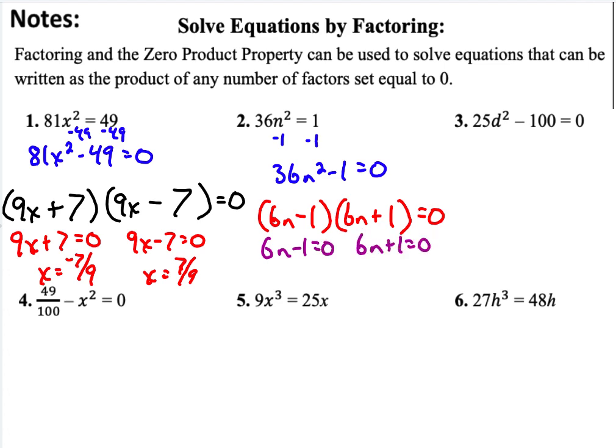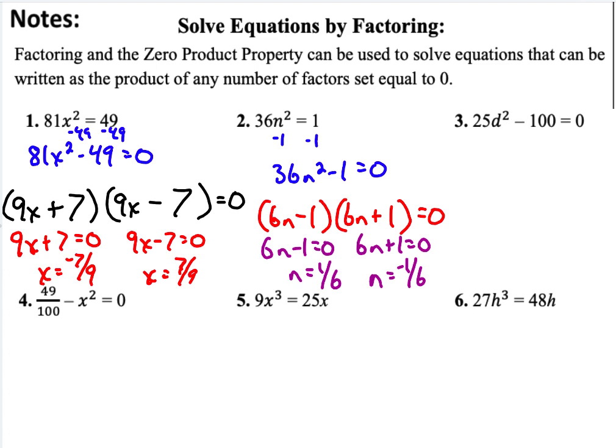So for this one, I'm going to add 1 to both sides and then divide by 6. Now we get n is equal to 1/6. Over here, I'm going to subtract 1 from both sides and then divide by 6. So n is equal to negative 1/6. And you can absolutely show all that work if we need to for each of those problems.